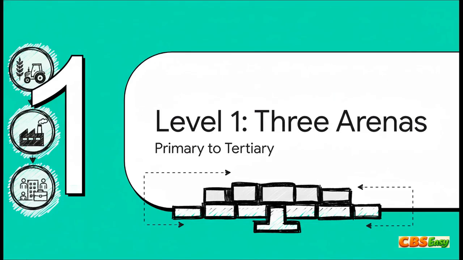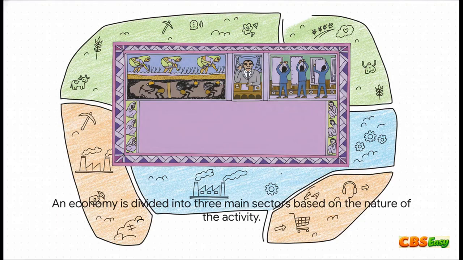Okay, level 1, let's go. We're diving straight into the fundamentals. You get these 3 sectors right, and honestly, you've built the entire foundation for the rest of the chapter. It's that important. You know, to really understand an economy, you've got to know how it's organized first. Think of it like a giant video game map with different zones. So we classify all the economic activities into 3 main sectors, based on what's actually being done.